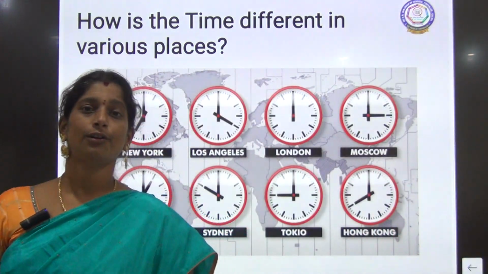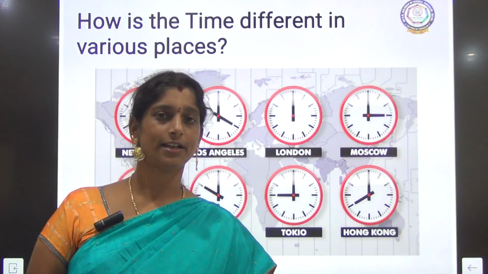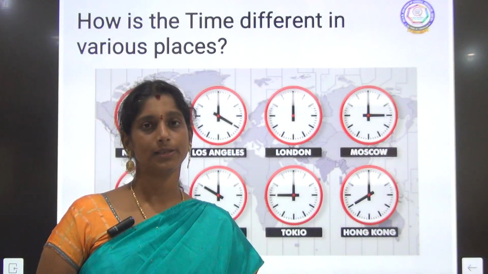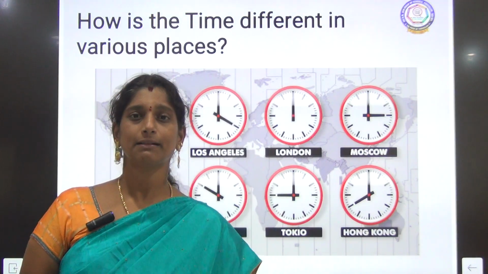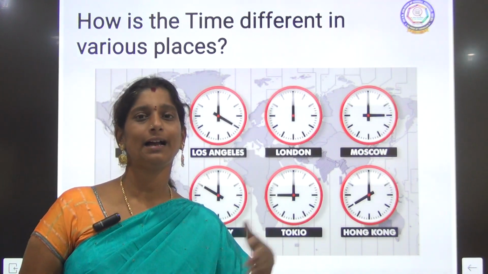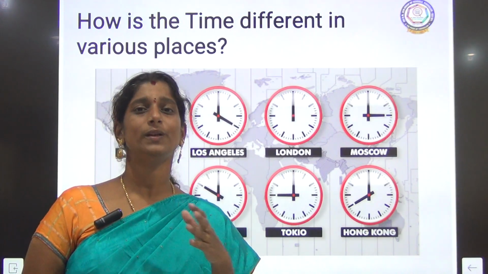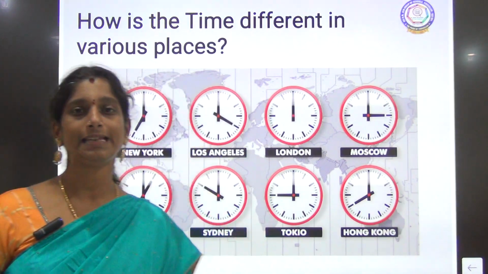We all know time is different in various places, right. If it is morning in India, it is evening in USA. If it is midnight in India, it is midday in another country. If it is night in India, it is evening in some other country. So, how does it happen? How is the time changing from place to place? We will see that now.